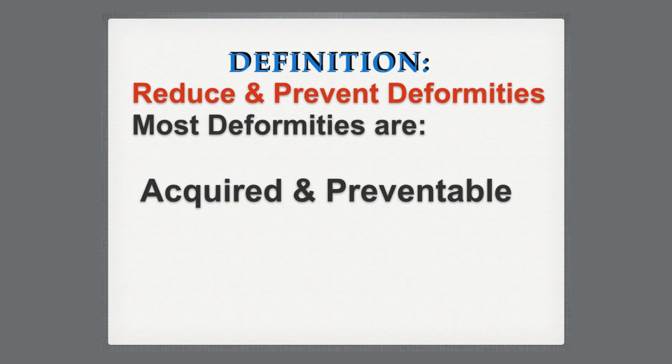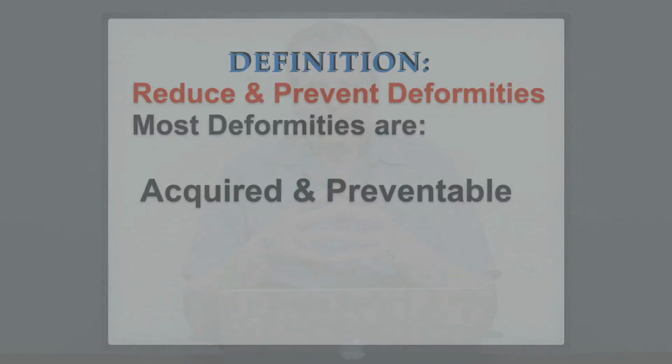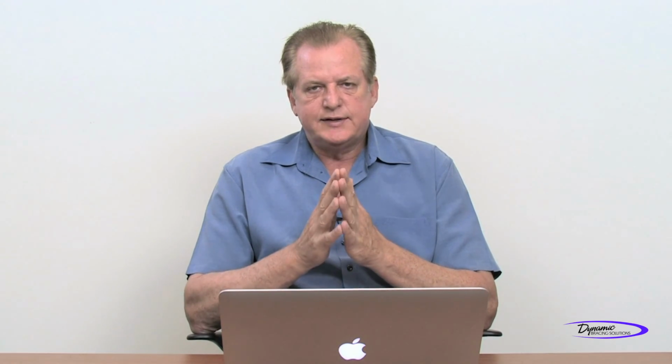So most deformities are acquired and preventable. Yes, there are deformities that are congenital. Congenital deformities are something that we can't do anything about prior to birth, but post-birth we can. But most of the deformities that humans have today, in the feet and so forth, are acquired.